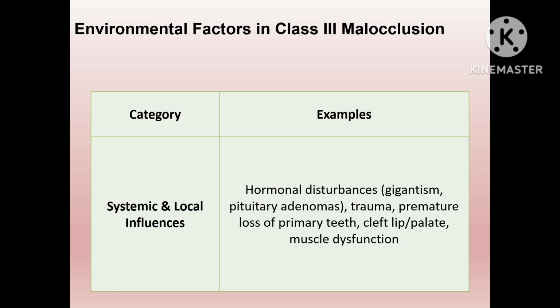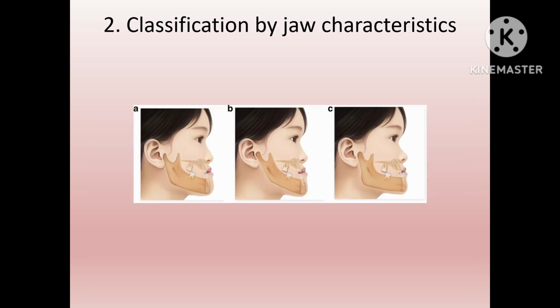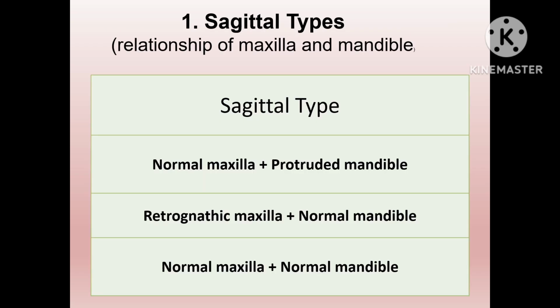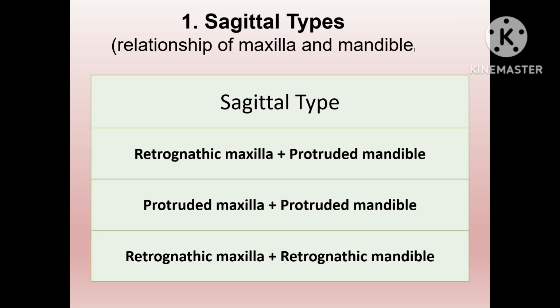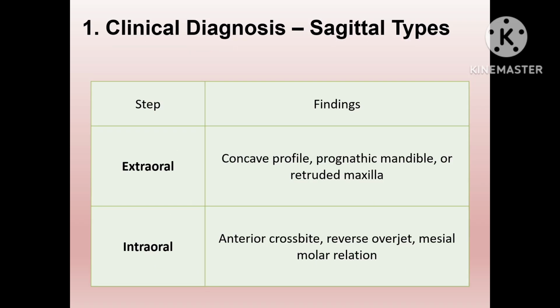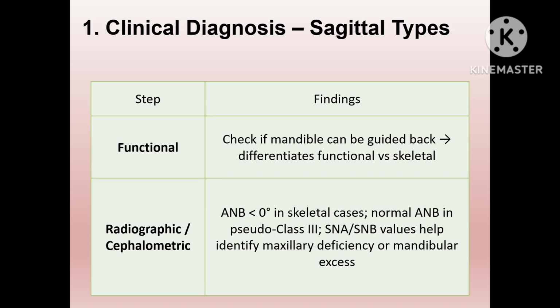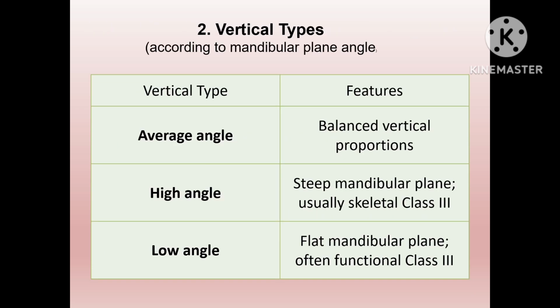Malocclusion can be classified by jaw characteristics mainly into sagittal and vertical types. In the sagittal types, the maxilla and the mandible may show 6 patterns from the normal maxilla with a protruded mandible to the retrognathic maxilla with retrognathic mandible. Severe cases with protruded mandible or combined maxillary deficiency and mandibular excess often need surgical correction, while mild cases respond better to early growth modification.